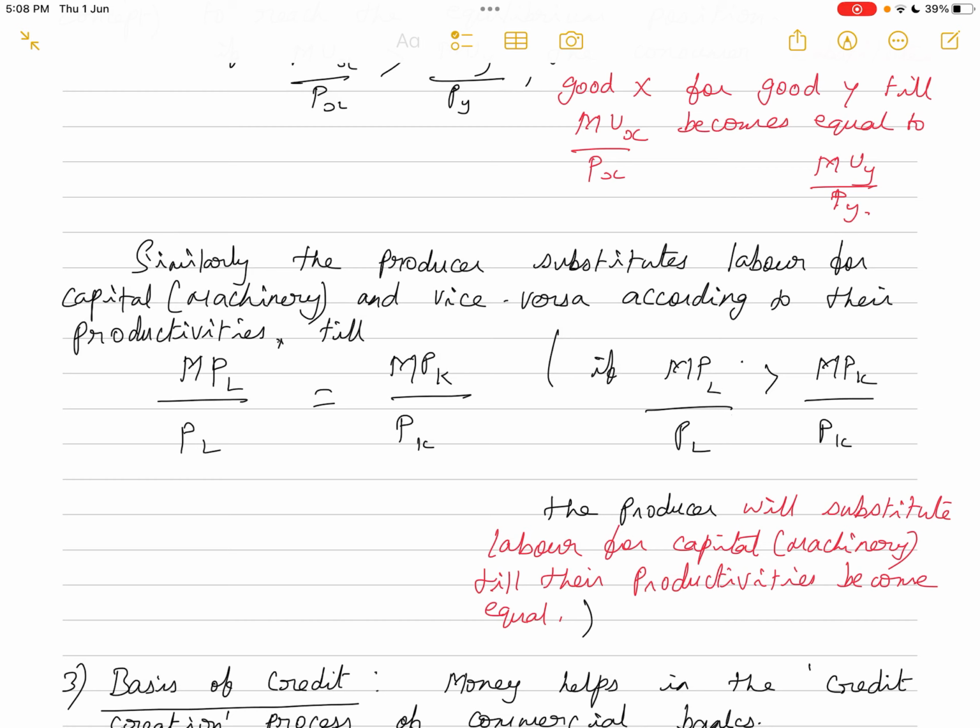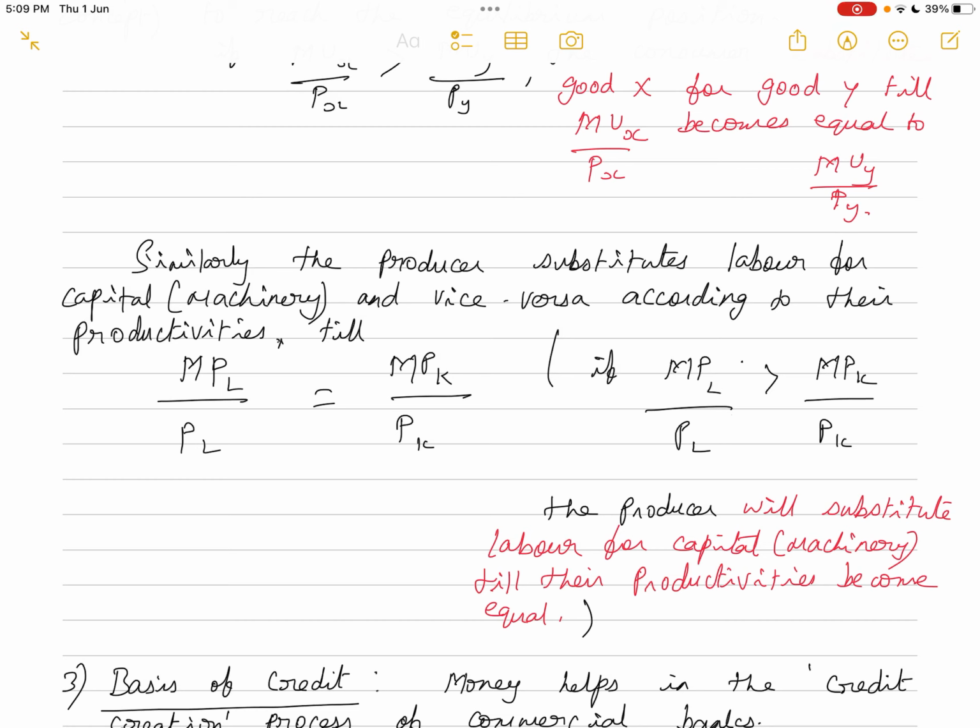So just like the consumer, the producer will attain the equilibrium when marginal productivity of labor, that is MPL, divided by price of labor, that is wages, is equal to the marginal productivity of K, that is capital (capital is always represented by the alphabet K), divided by price of K, that is rate of interest. So if MPL divided by PL is greater than MPK divided by PK, the producer will substitute labor for capital or machinery till their productivities become equal.